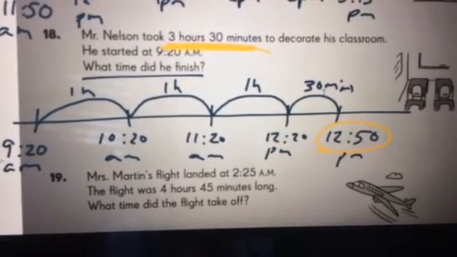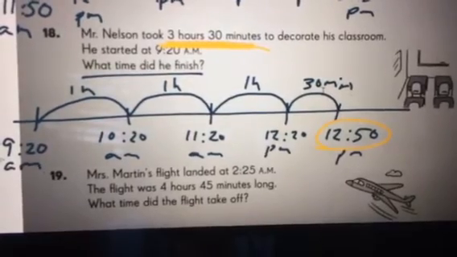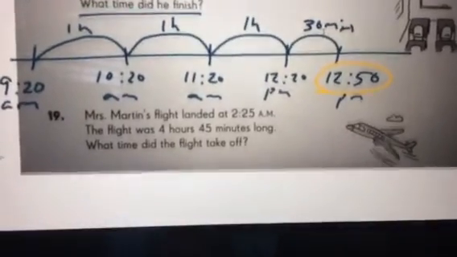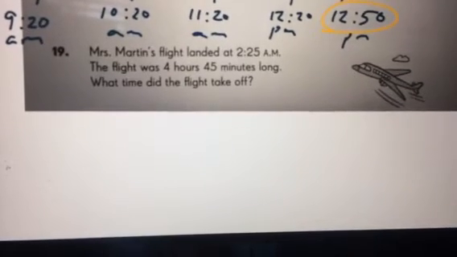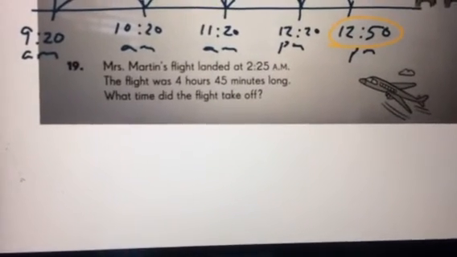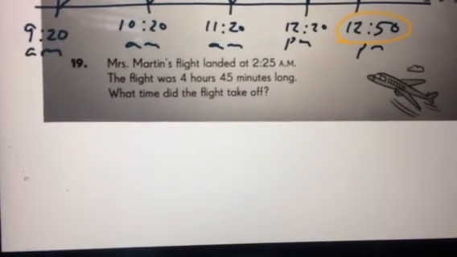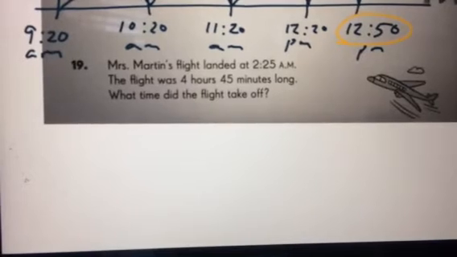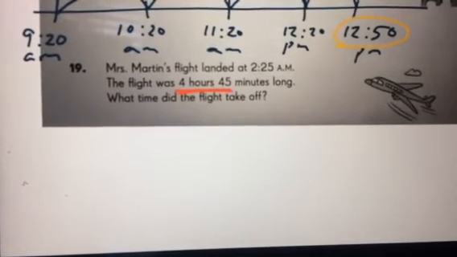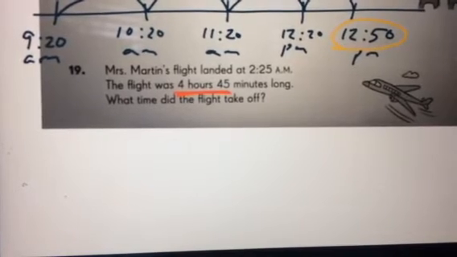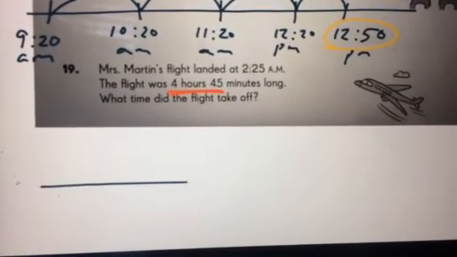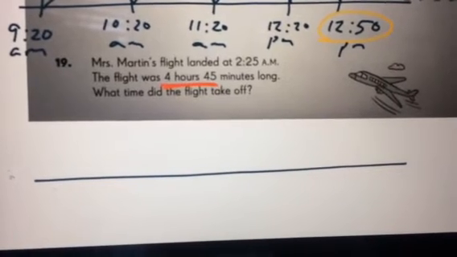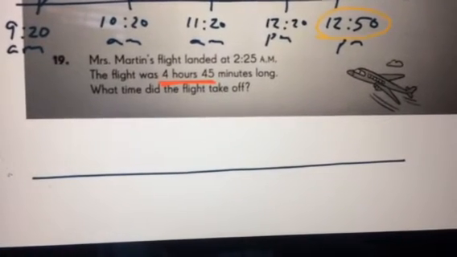Okay? All right, so moving along to this next one. Number 19. Mrs. Martin's flight landed at 2:25 a.m. The flight was 4 hours, 45 minutes long. Again, they told us how long it was. What time did the flight take off? All right, so this is going to be a backwards timeline. And let me show you how that's done.